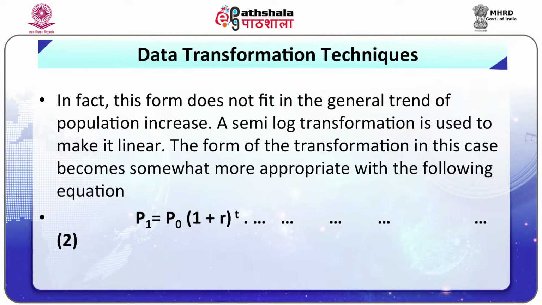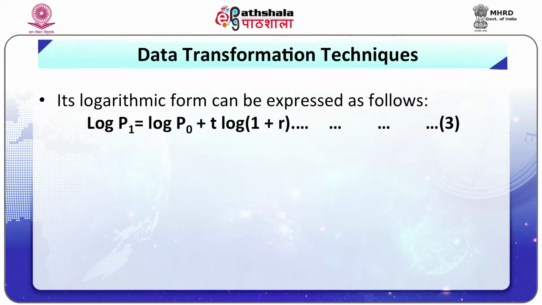In fact, this form does not fit the general trend of population increase. A semi-log transformation is used to make it linear. The form of the transformation in this case becomes somewhat more appropriate with the following equation: P1 = P0 × (1 + R)^T. Its logarithmic form can be expressed as follows: log P1 = log P0 + T × log(1 + R).